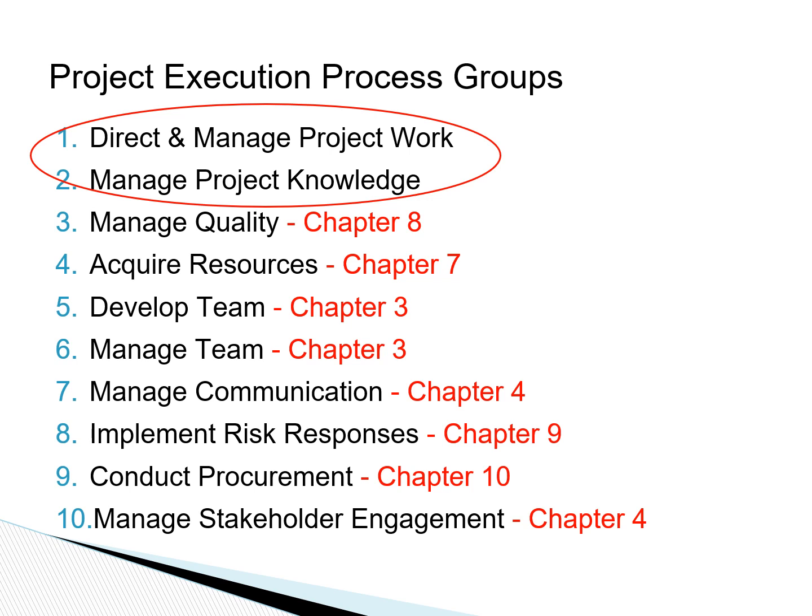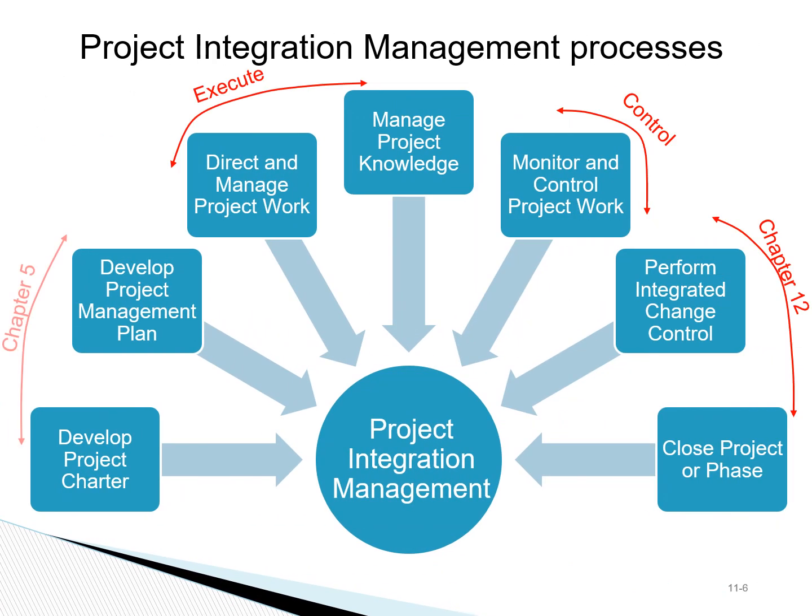There are 10 process groups that we use during execution. Eight of these processes we have actually studied in previous chapters, as shown on this slide. The key processes that we will focus on in this lecture are directing the project work and managing project knowledge. In addition to directing the project work and managing project knowledge, you see that there are other processes included in project integration management. Project integration management essentially pulls all these various management tools together to effectively manage the project.